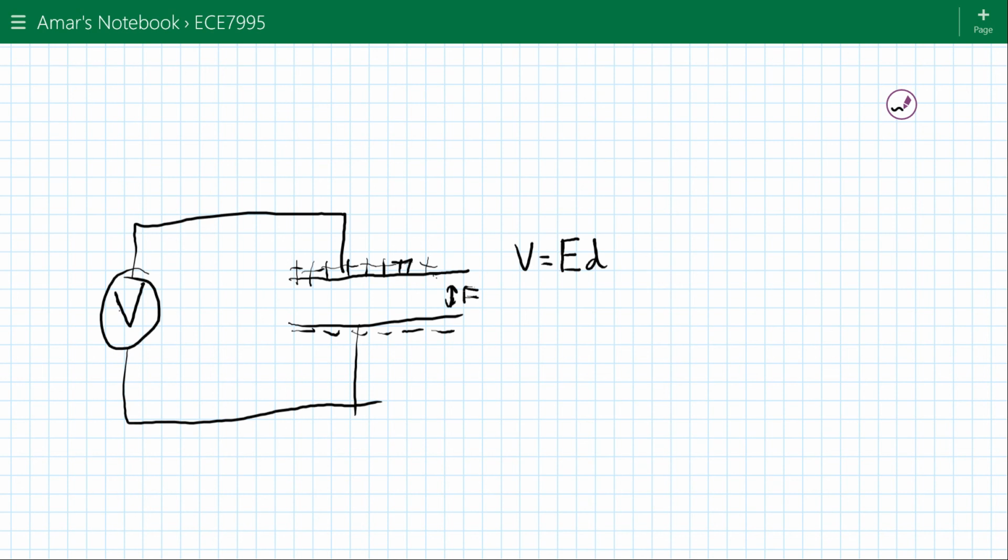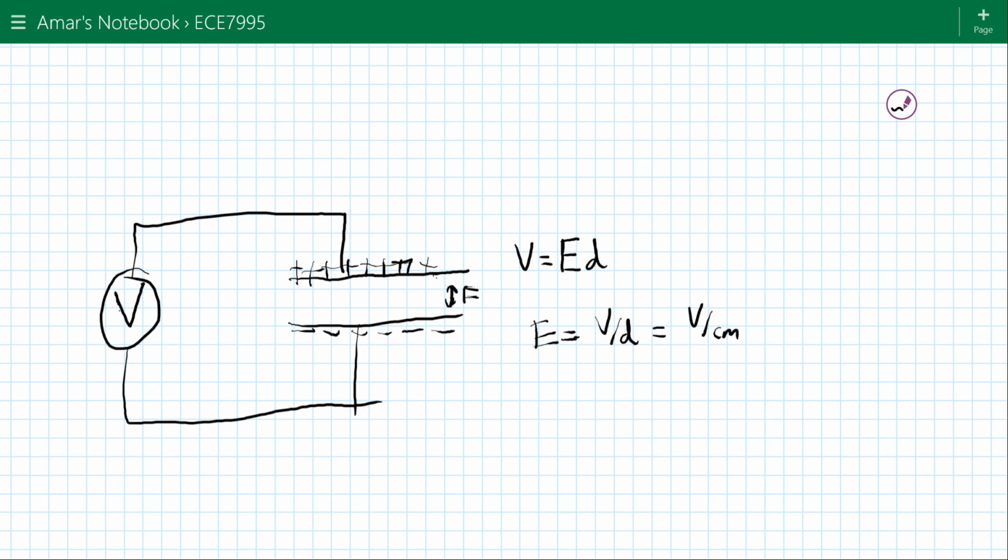Now, the electric field, which is responsible for the force, is equal to V divided by D. So it's volts per centimeter. So we have a voltage source here. Let's say we have a 10-volt source, or a 9-volt source, a 9-volt battery.